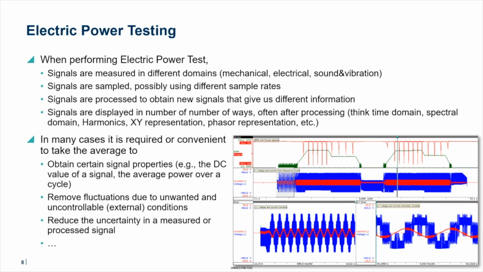And a third reason for doing averaging might be that you want to reduce the uncertainty in a measured or processed signal. So you measure an entity several times, and then you average it, and then you reduce the uncertainty in your measurement. There are probably more, but I think it's fair to say that there are many motivations or reasons why you would like to do averaging on the signals that you measure or on the process signals that you have measured.